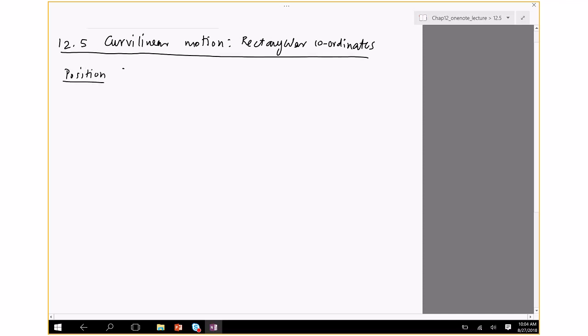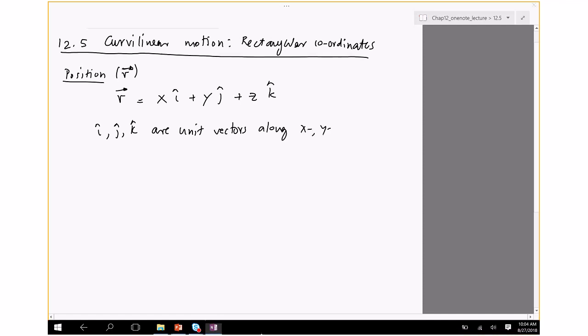So we'll represent positions with vectors. I'll call the position with the vector r, and r is defined as the x coordinate times i, which is the unit vector in the i direction, plus y times j, where j is the unit vector along the y-axis, and then z times k. Okay, i, j, k are unit vectors along x, y, and z axis.